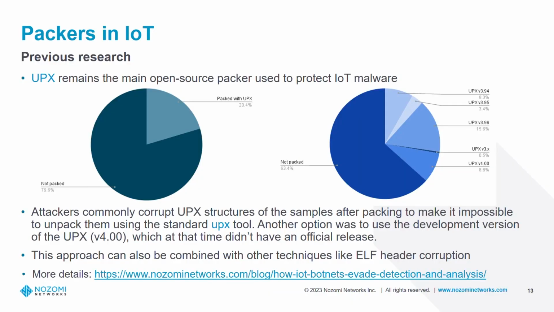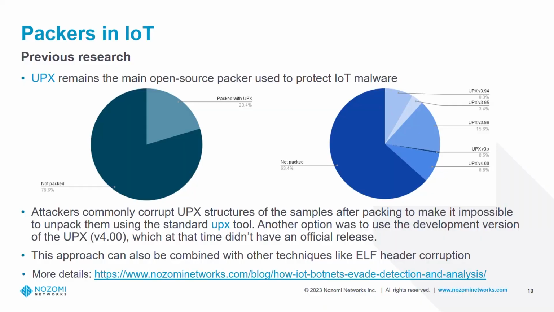However, it's very easy to unpack UPX. You take the tool from GitHub, you run it, and boom, the attacker is defeated. In order to handle this situation, attackers do certain modifications, similar to the ELF modifications that we looked at before. They try not to cross the borderline where the sample becomes fully corrupted, so it still remains executable, but it's modified enough so that the original UPX tool cannot handle it anymore. This is a very common approach.